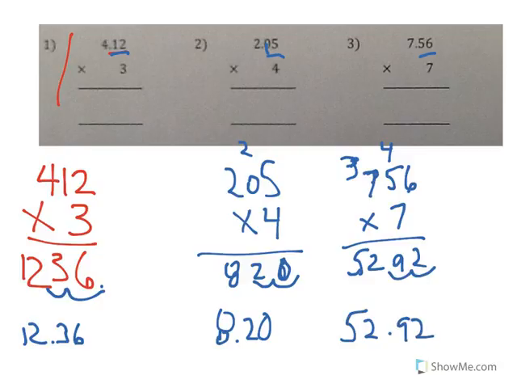One thing that's really important is checking to see if these answers make sense. Does it make sense that a number close to 4 times the number 3 is going to be close to 12? Yes. Does it make sense that a number close to 2 times 4 is going to be equal to about 8? Yes. Does it make sense that a number close to 8 times the number 7 is going to be close to 56? Yes. And that's what all that says.